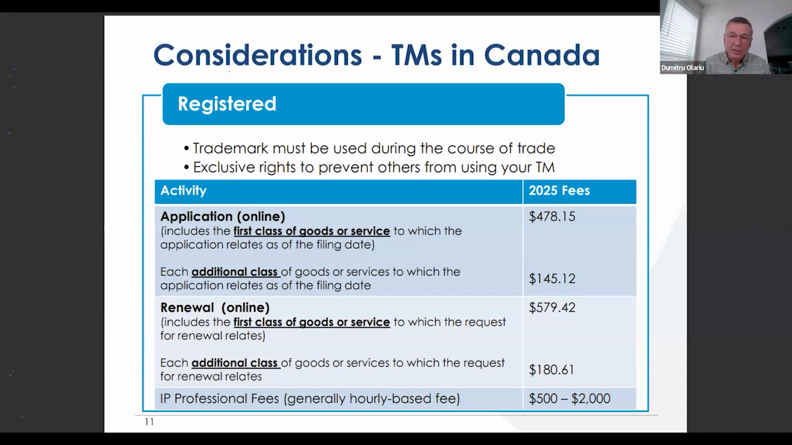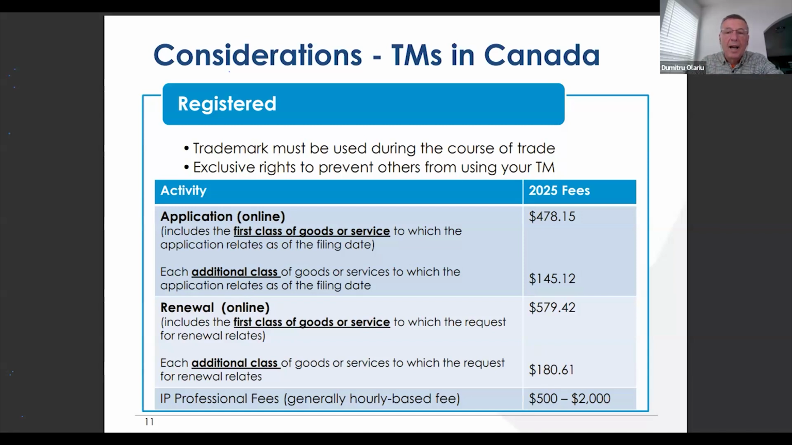So for one class, you'll pay just the basic fee, but if you are interested in using the trademark for additional classes, you'll have to pay extra. The trademarks, once registered, are valid for 10 years, and they may be renewed. When you renew, you pay a fee, and at that time you may also add other classes for the same trademark, and you'll pay that kind of fee.